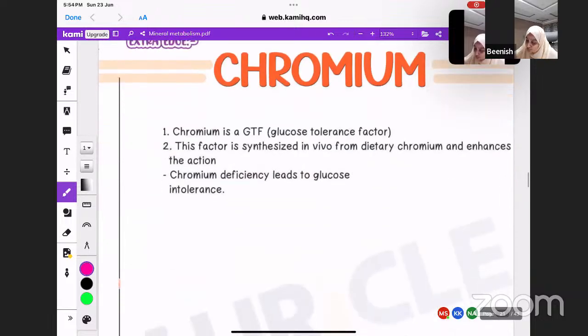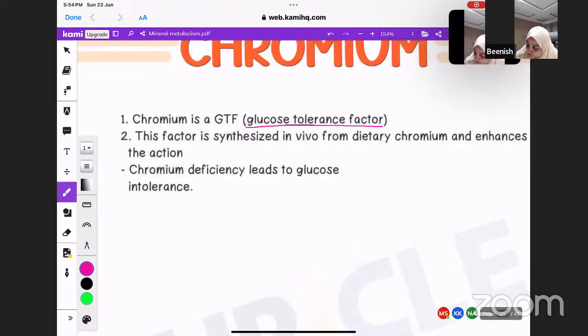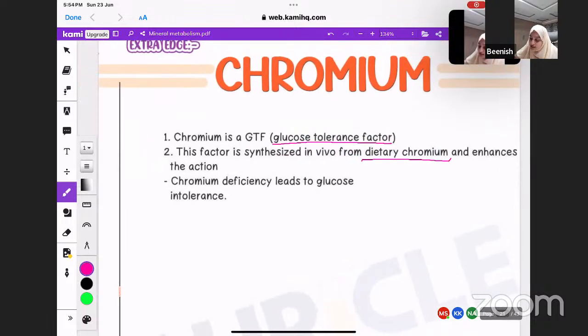Now talking about chromium. Chromium forms the glucose tolerance factor, the active form that potentiates the action of insulin, that is by decreasing the blood glucose. So glucose tolerance factor is going to potentiate the action of insulin. How is this factor synthesized? It is synthesized in vivo from dietary chromium, and it enhances the action of insulin.